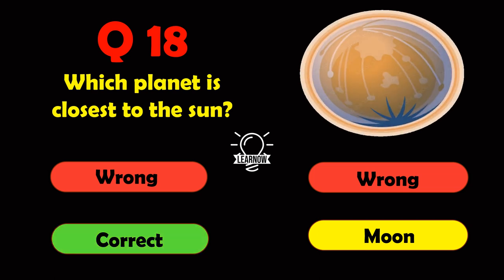Yes, Mercury is the correct answer. So the closest planet to the Sun is Mercury. We'll go to the next question.